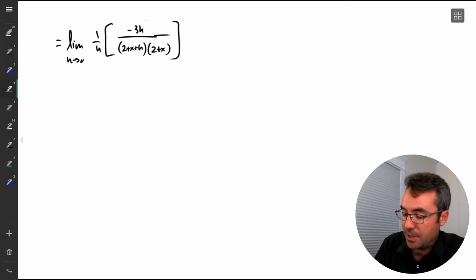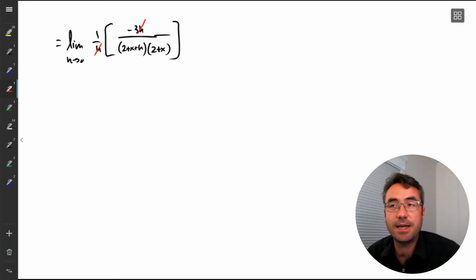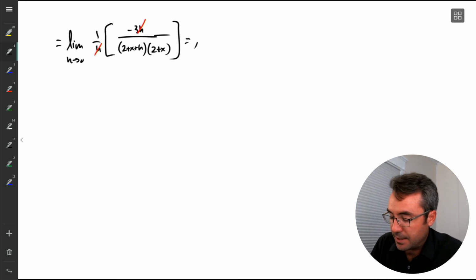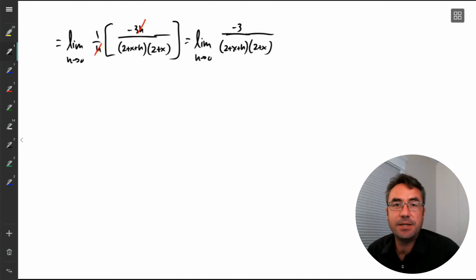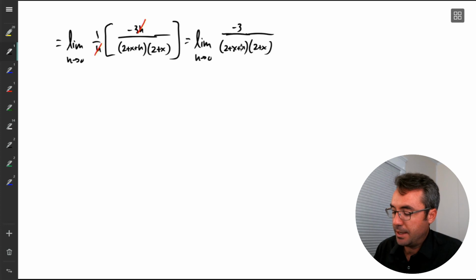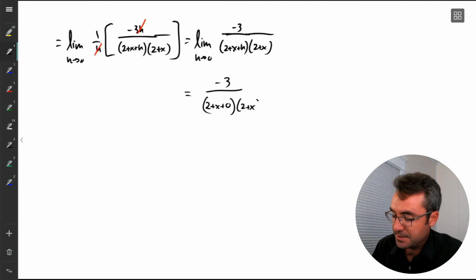In here we have an h on the top. Down here we have an h, so those h's cancel. As soon as we do that canceling, that 1 over h in front, which was contributing to the indeterminate form that makes this a little more involved, is gone. That's a sign that we're ready to evaluate the limit. So we're going to plug in h equals 0 into this expression, and we get -3 over 2 plus x plus 0 times 2 plus x.